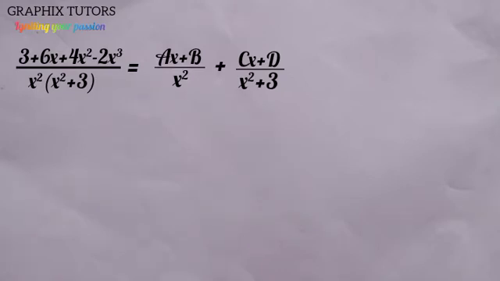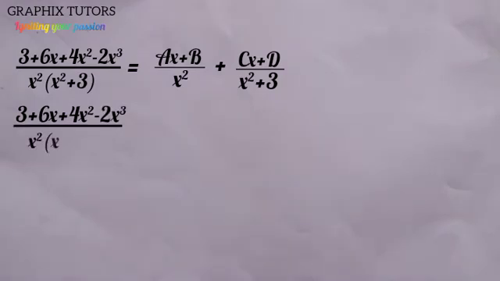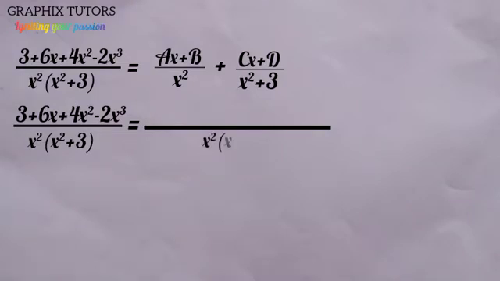Now, if I rewrite my expression, which is 3 plus 6x plus 4x squared minus 2x cubed, all divided by x squared into bracket x squared plus 3. We're going to be having, you look for the LCM. The LCM of what you see above will give us still x squared and x squared plus 3. That's the LCM we have.